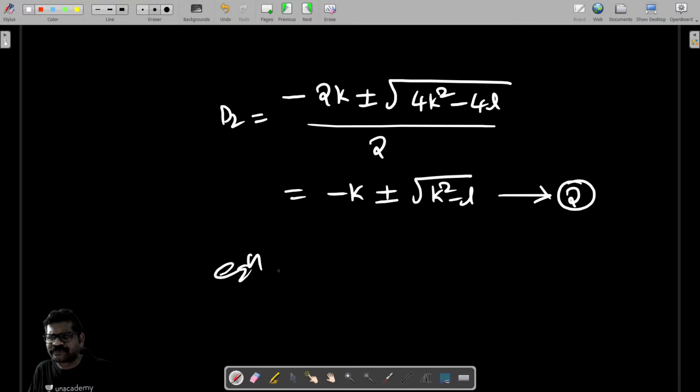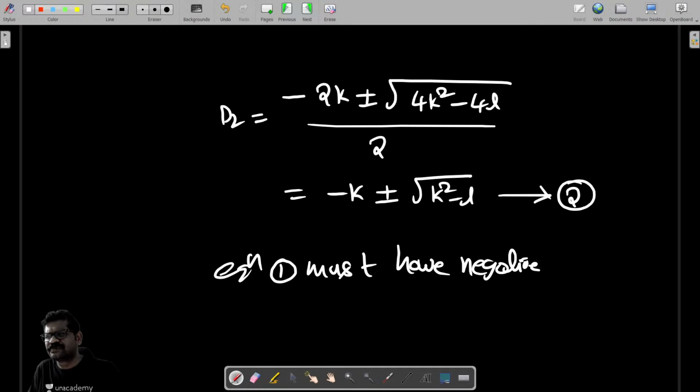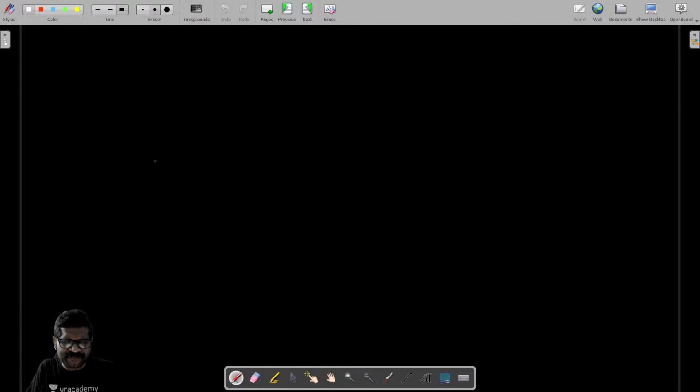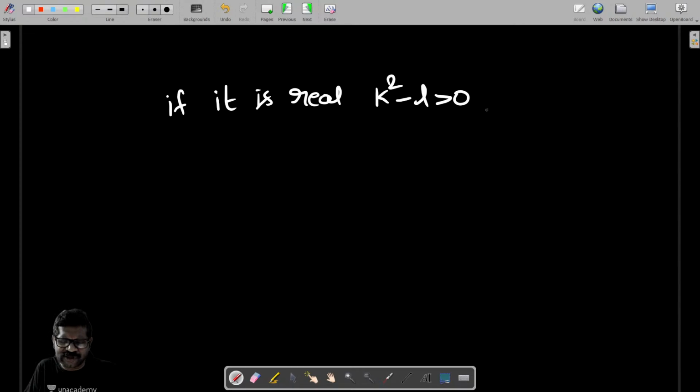Here equation 1 must have negative real roots. Now when is it possible? It is real when k square minus L greater than 0.